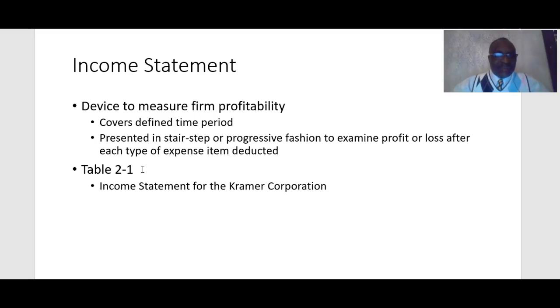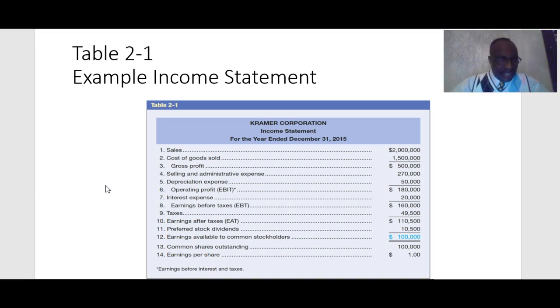We're going to take a look at Table 2.1, Income Statement for Kramer Corporation. Here it is. Let's try to understand the meanings of the financial statements. Over here, the income statement begins with the aggregate amount of sales revenue that are generated within a specific period of time.